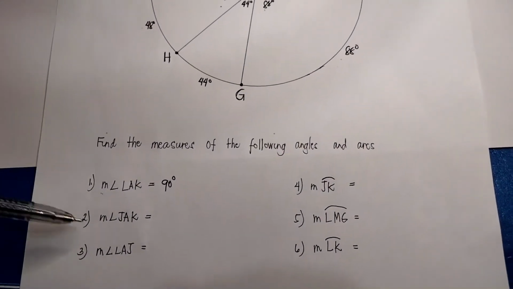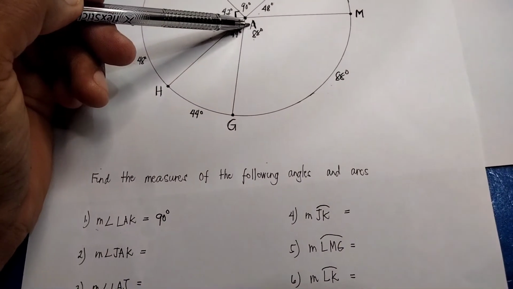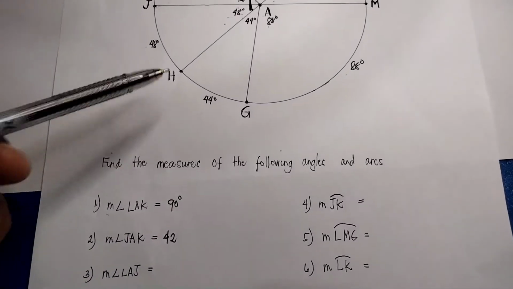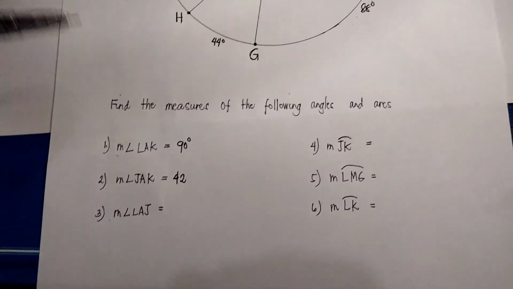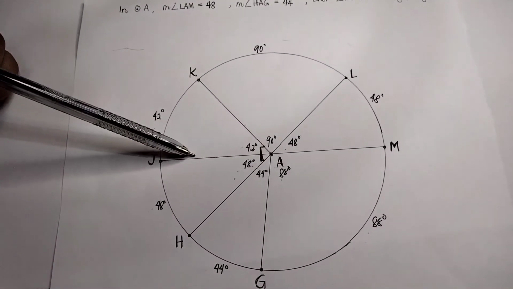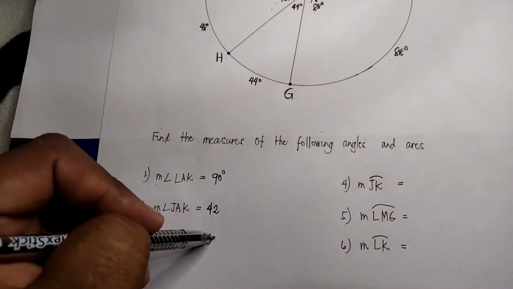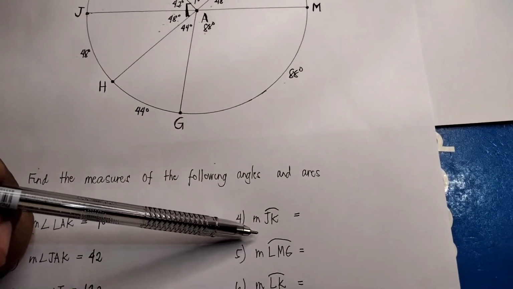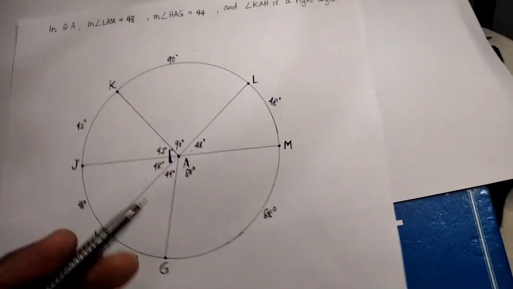What about the measure of angle JAK? JAK is 42. With or without the word angle is okay because we use the word measure. Next, the measure of angle LAJ. 90 plus 42 is 132. Next, what about the measure of arc JK? Arc JK is 42.